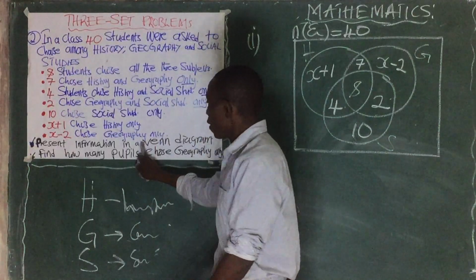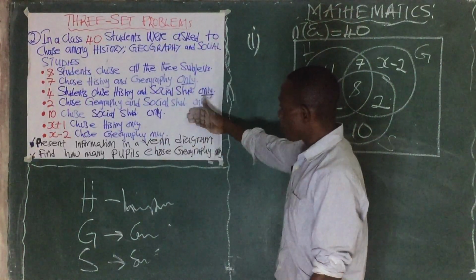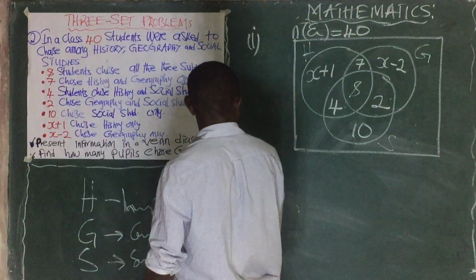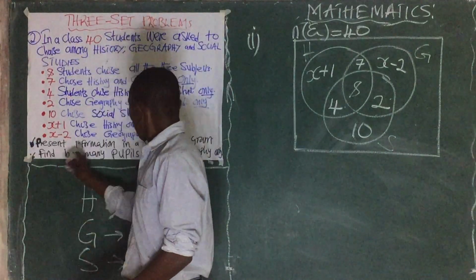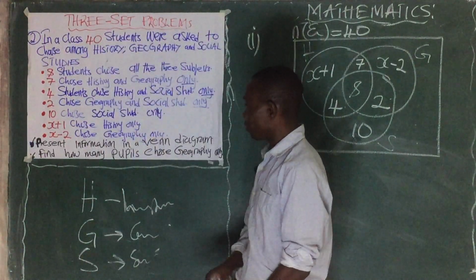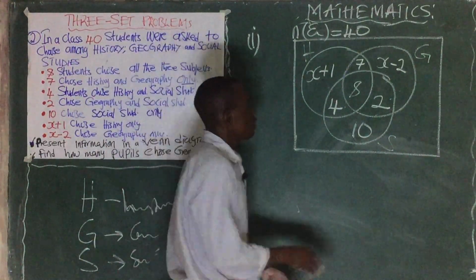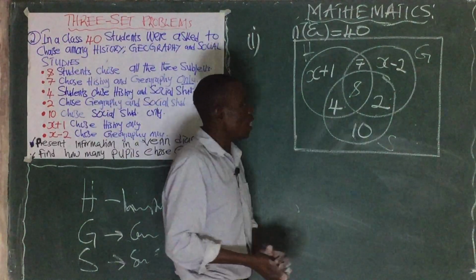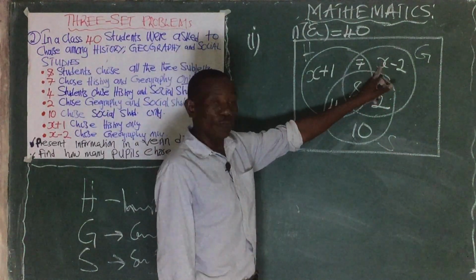So for part 1, we have done it. We have presented the information in the Venn diagram. This is what's supposed to be done. Now, find how many pupils chose geography only. So here, geography only is this space here. There's an expression, as Eddie explained, that we just have to find the value of x.